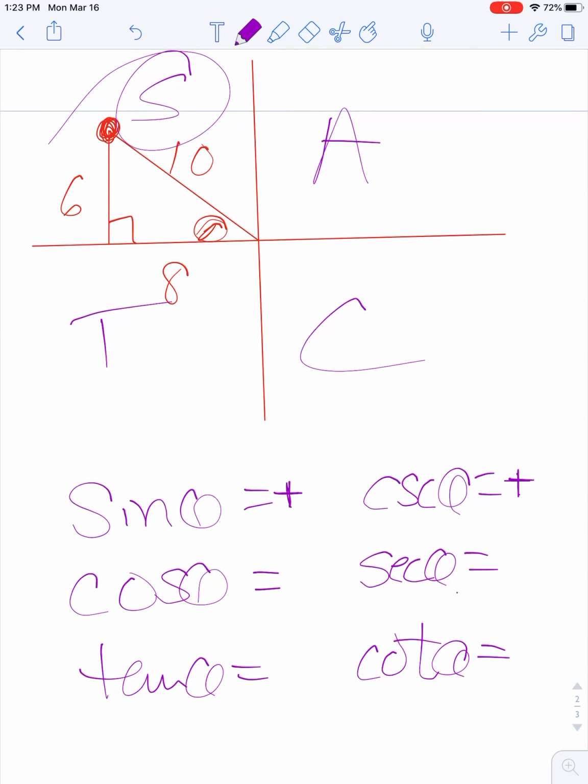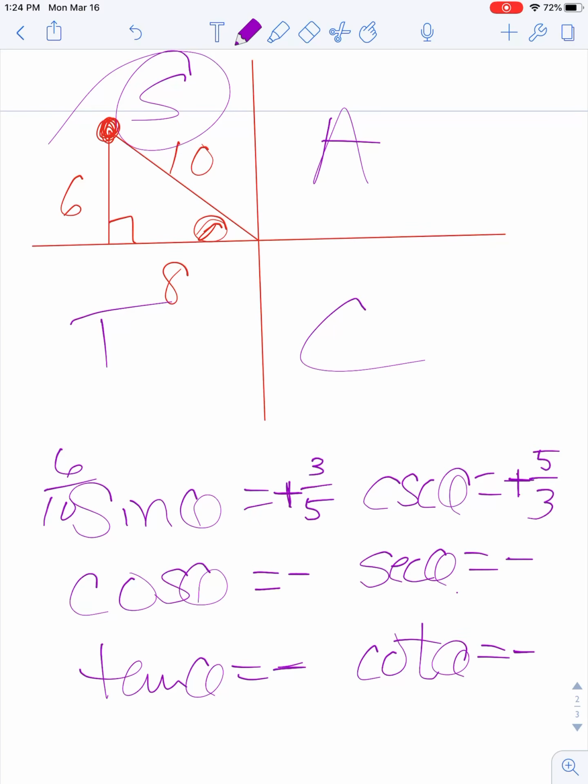Sine is opposite over hypotenuse. So it's 6/10. Of course, I'm going to reduce that to 3/5. And the reciprocal is 5/3. All Students Take Calculus: we're in the second quadrant, so it's positive. Those two are positive. All these are negative.